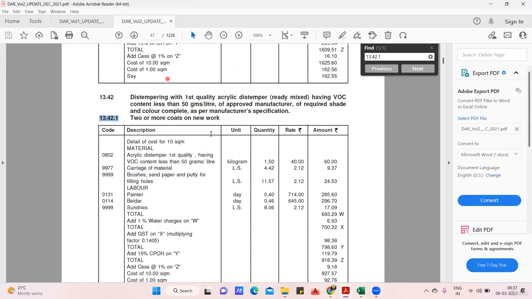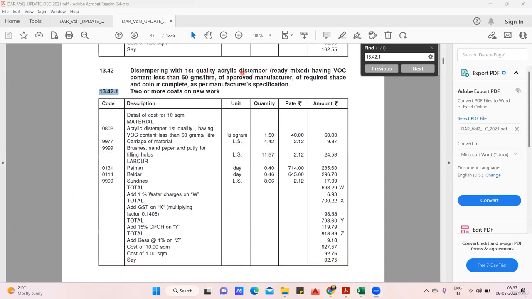Okay, fine. So, it's written here: distempering with first coat acrylic distemper, ready mix having VOC content less than 50 gram per liter. Here, two or more coats you are supposed to do, and it is on a new work. That means first time you have constructed any wall and you're doing the painting for the very first time. So it's called new work. Suppose you're doing painting on an already existing wall where painting has already been done, then it becomes your old surface. But right now we are concerned with a new surface.